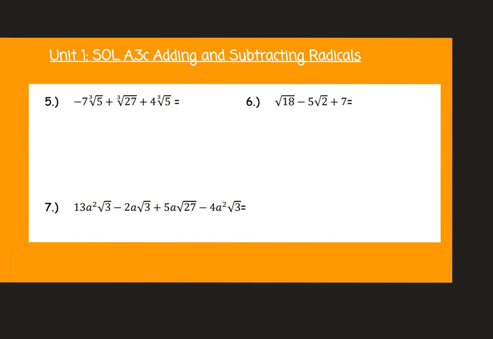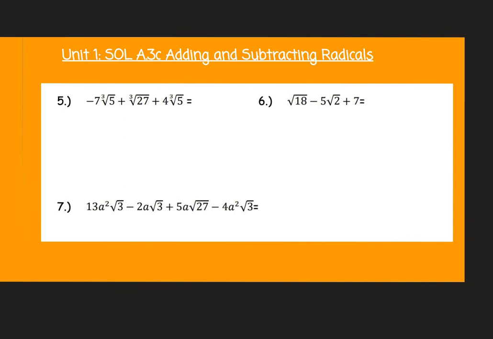All right, so looking at number 5, I have negative 7 times the cube root of 5 plus the cube root of 27 plus 4 times the cube root of 5. Remember, in order to combine like terms or perform adding and subtracting radicals, my radicand has to be the same. My first term has a radicand of 5. My last term has a radicand of 5. But my middle term does not have a radicand of 5.